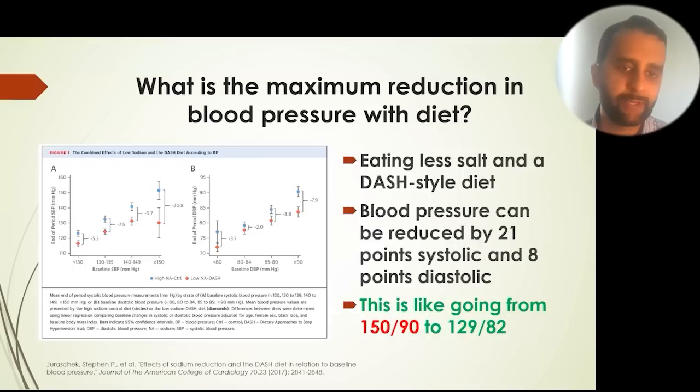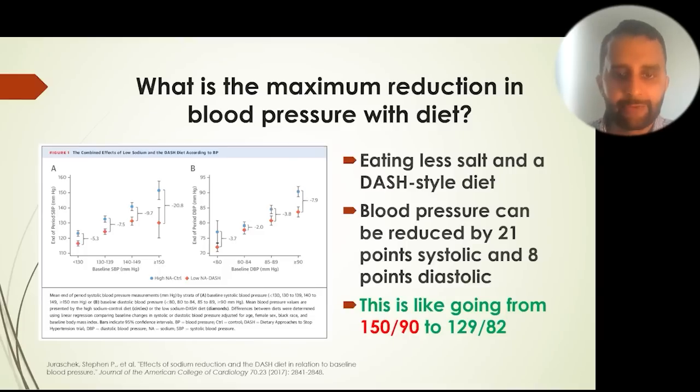Ultimately, the diet was repeated with a sodium restriction arm to see if blood pressure would be reduced further, and indeed it was. And that information was analyzed to see who had the biggest reductions in their blood pressure. The maximum reduction in blood pressure with diet was 21 points systolic and 8 points diastolic. This is like going from a blood pressure of 150 over 90 to 129 over 82. So this is a really big reduction in blood pressure. And this reduction was seen in the folks who had the highest blood pressure to begin with in the study, those who had a blood pressure of 150 over 90 or higher.